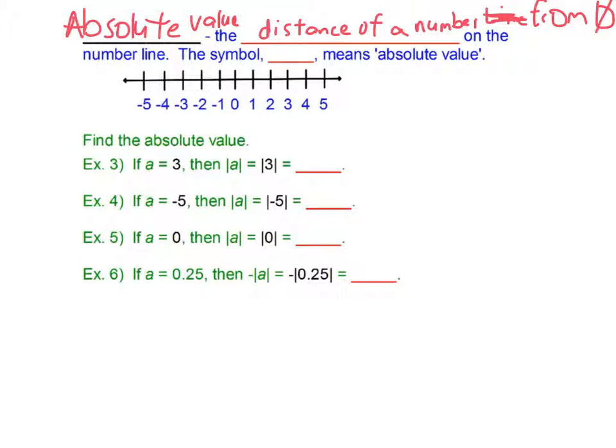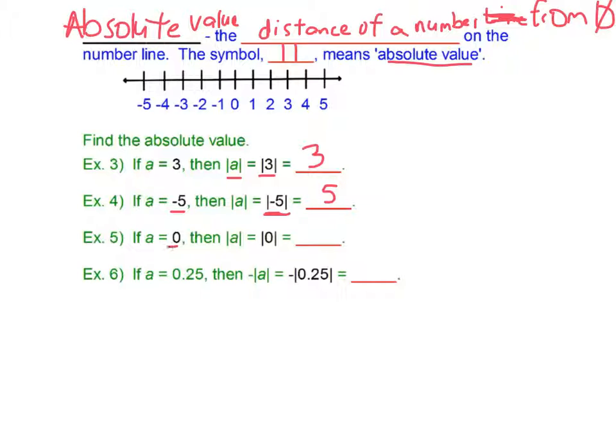The symbol for absolute value is what we call the railroad tracks, the two lines that are up and down. This means absolute value. So for examples 3 through 6, example 3, if A is 3, then we want to find the absolute value of A. Absolute value of 3 is how far is 3 from 0? It's 3 spaces. Then example 4 is the absolute value, let A be -5. So if I let A be -5, the absolute value would be a +5.